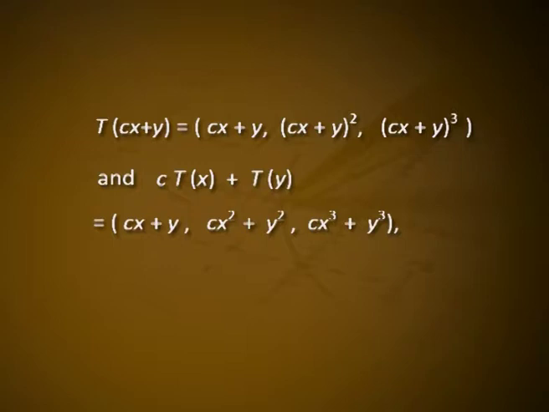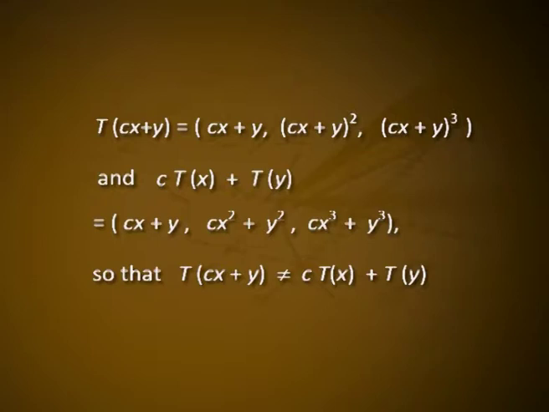Example 3. Example of a map that is not a linear transformation. The function T from R to R3 defined by T of x equal to x, x squared, x cubed is not a linear transformation because T of c times x plus y equals c x plus y whole squared, c x plus y whole cubed, and c times T of x plus T of y equals c x plus y, c times x squared plus y squared, c times x cubed plus y cubed. So that T of c x plus y is not equal to c times T of x plus T of y in general.